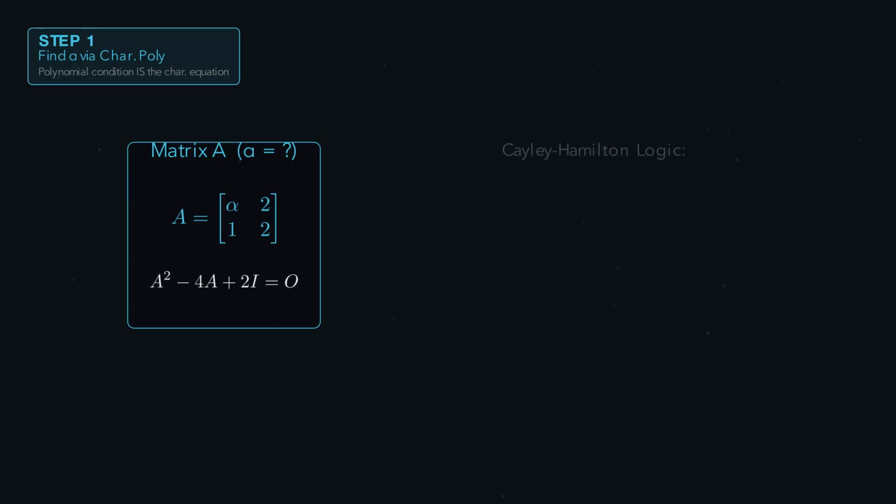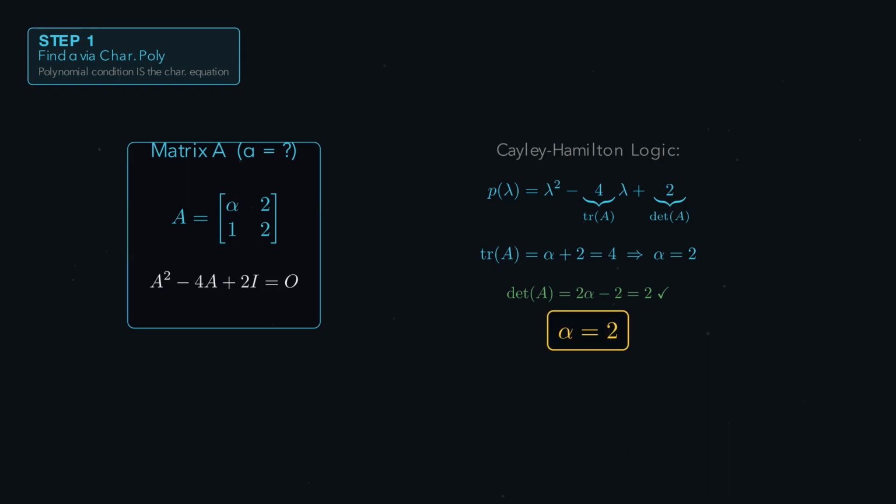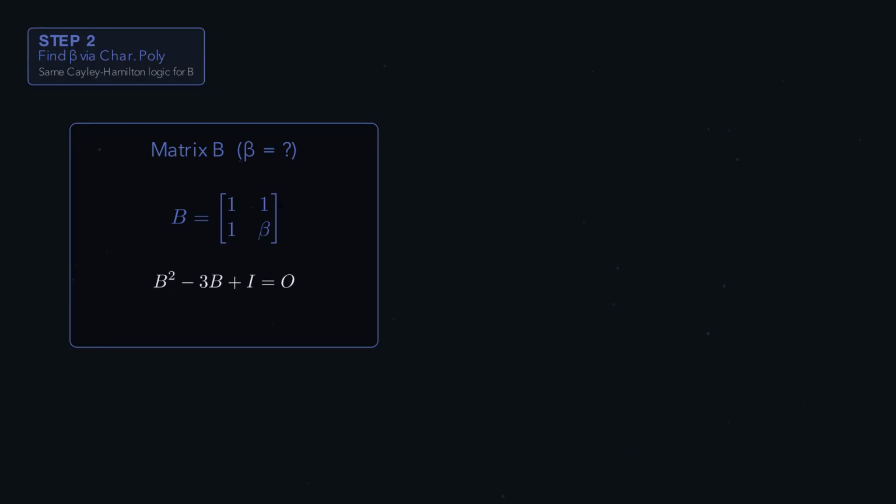When a 2 by 2 matrix satisfies a quadratic equation like A squared minus 4A plus 2I equals 0, that polynomial is precisely its characteristic equation. So the trace of A is 4, making alpha equal to 2. The same reasoning applies to B. Its trace is 3, giving beta equal to 2.